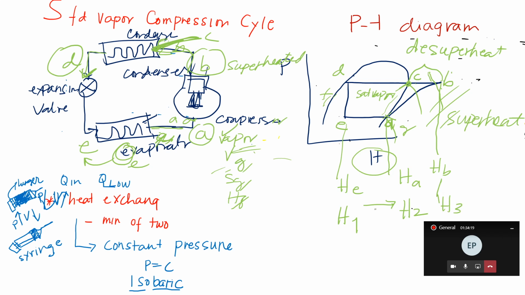Kaya ba nating kunin ang H1, H2, H3? Can we get the H1, H2, H3? Kaya. Yung H2, madali, di ba? Kasi saturated vapor, no? Makakuha ka dito ng Hg, di ba? Given the pressure. Siyempre, bibigay yung pressure dito, di ba?